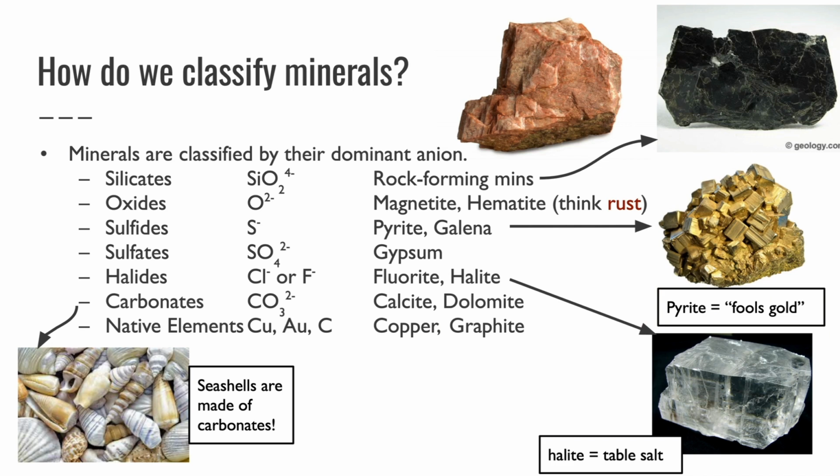Here are just some pictures of what these look like. Here's a feldspar. You can see different silicates, pyrite, which is fool's gold, halite, which is table salt, and seashells, which are made of carbonate. Next class period, we're going to talk about chemical sediments, and those chemical sediments are primarily made of these sulfates, halides, and carbonate minerals.